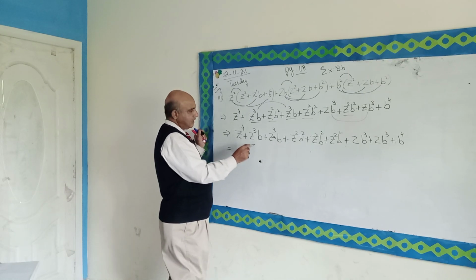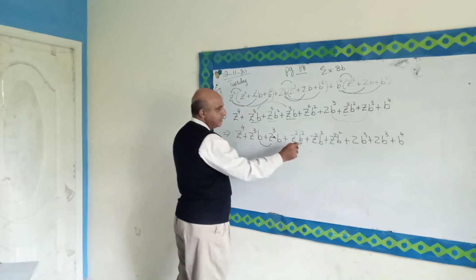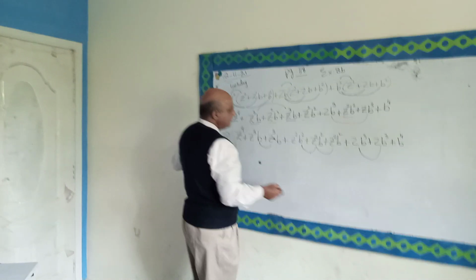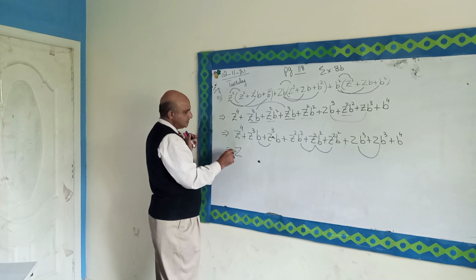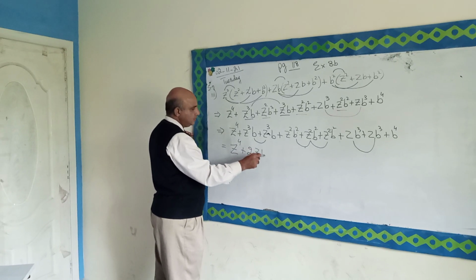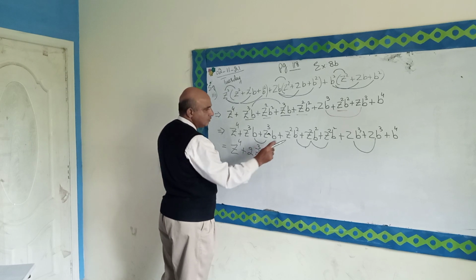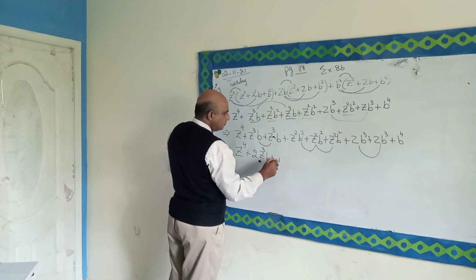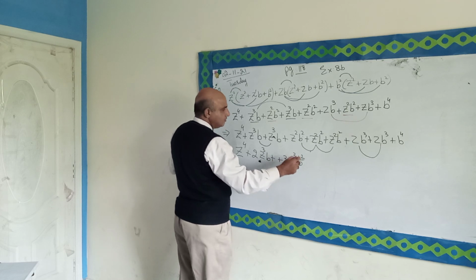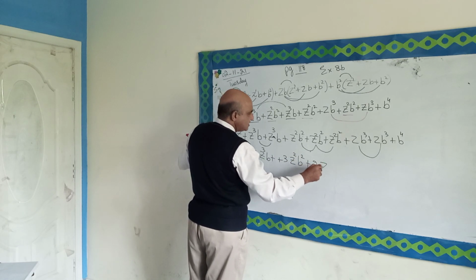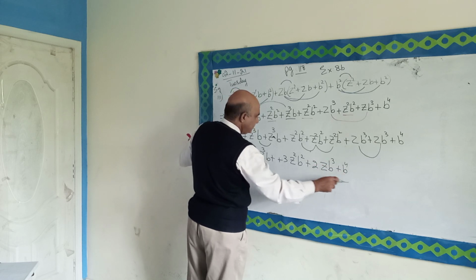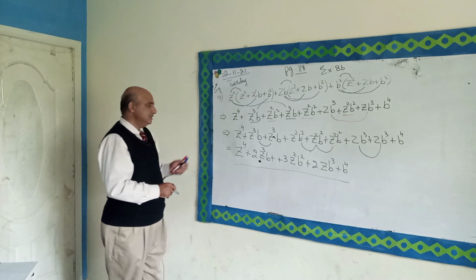Now look here. We will add these two, we will add these three, then we will add these two, and then we will add b4. So it is z4 plus 2z cube b plus, 1, 2, 3, so we write here 3z square b square. Then we write 2zb cube plus b4. So this is the answer.